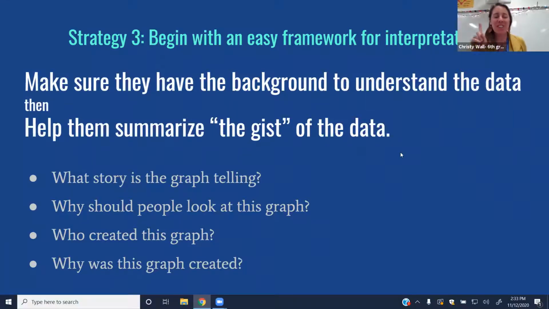So first, number one, you have to make sure that they have the background to understand the data, right? And that's part of asking questions. Ask what's on the x-axis, what's on the y-axis, what's the blue line, what's the orange line, right? What's PDI? Okay, so let's talk more about PDI. By the time we did what I'm about to show you, we had spent some time on hurricanes, right? So the next thing I do is this activity called the gist. You have to help them understand the gist of the data.